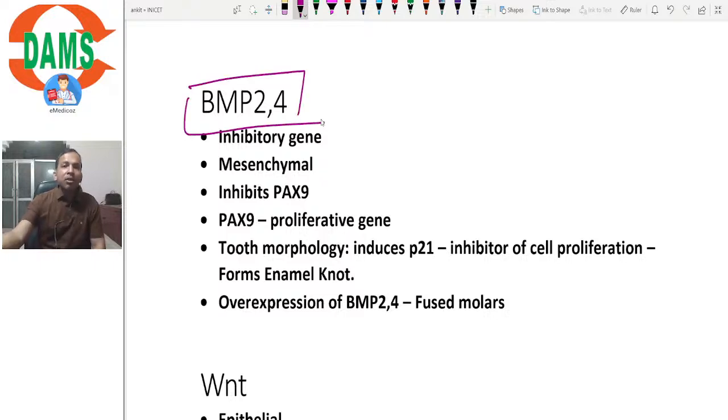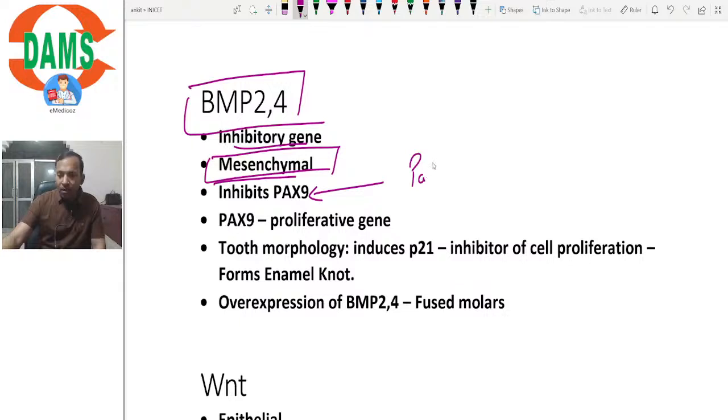This is the inhibitory gene. This is the only inhibitory pathway as we have discussed above, right? And it is expressed in the mesenchyme. तो अभी तक हमने तीन जीन्स पढ़े, FGF8, SHH, BMP2 and 4. FGF8 and SHH are epithelial. BMP2 and 4 are mesenchymal, right? They inhibit PAX9. PAX9 कैसा है? Just like SHH, it is proliferative, right? And it also helps in patterning.